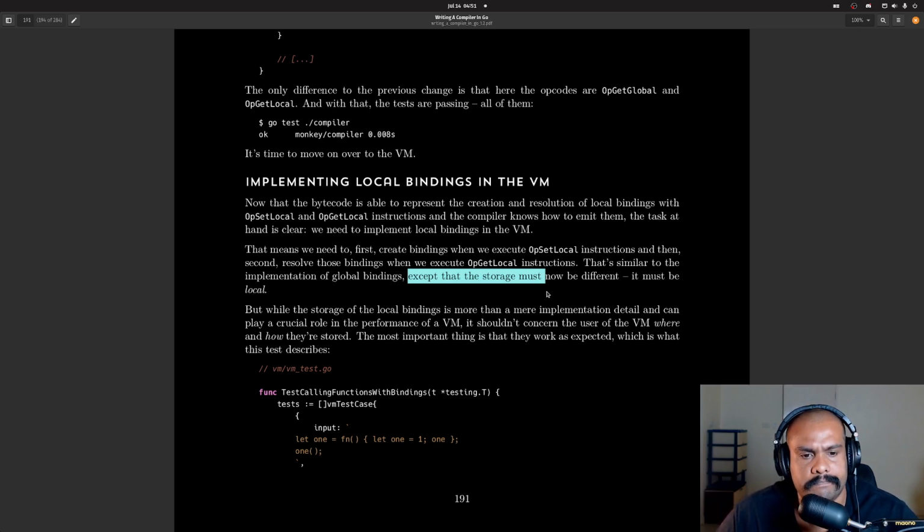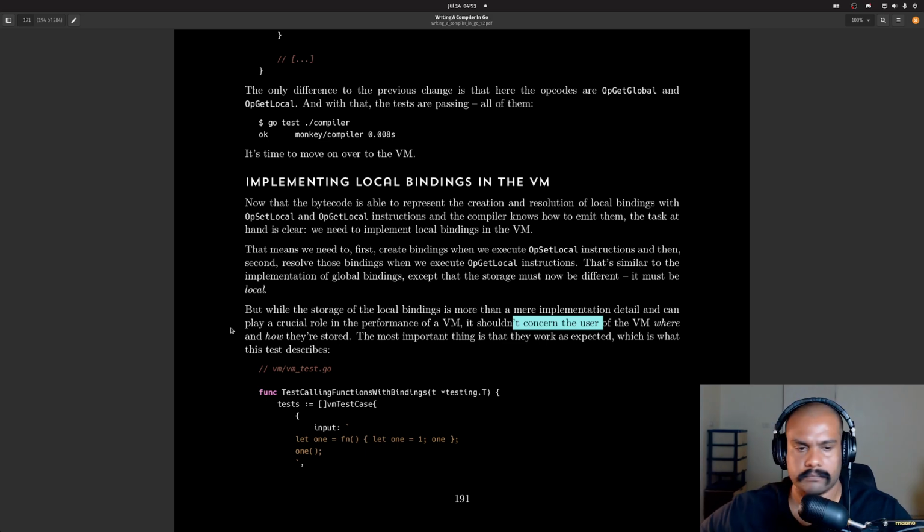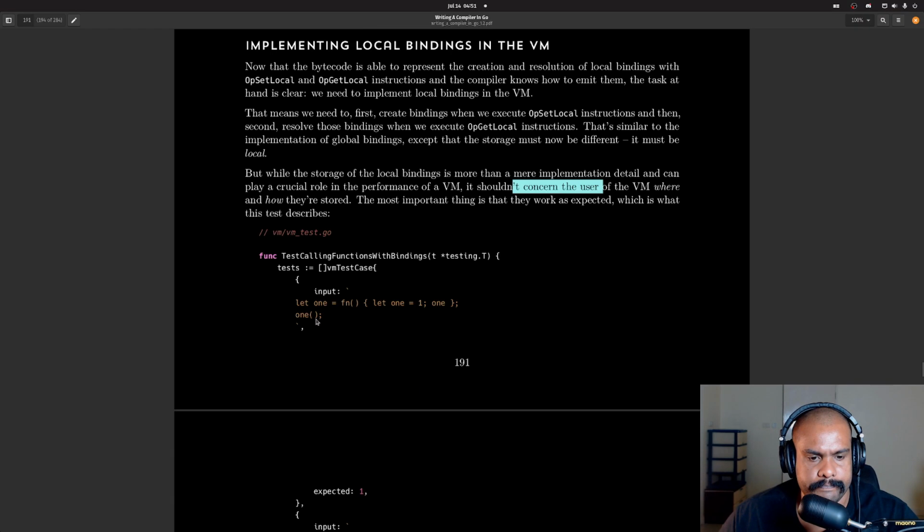Interesting. The storage of the local binding is more than a mere implementation detail and can play a crucial role in the performance of a VM. It shouldn't concern the user of the VM where and how they're stored. The most important thing is that they work as expected, which is what this test describes.